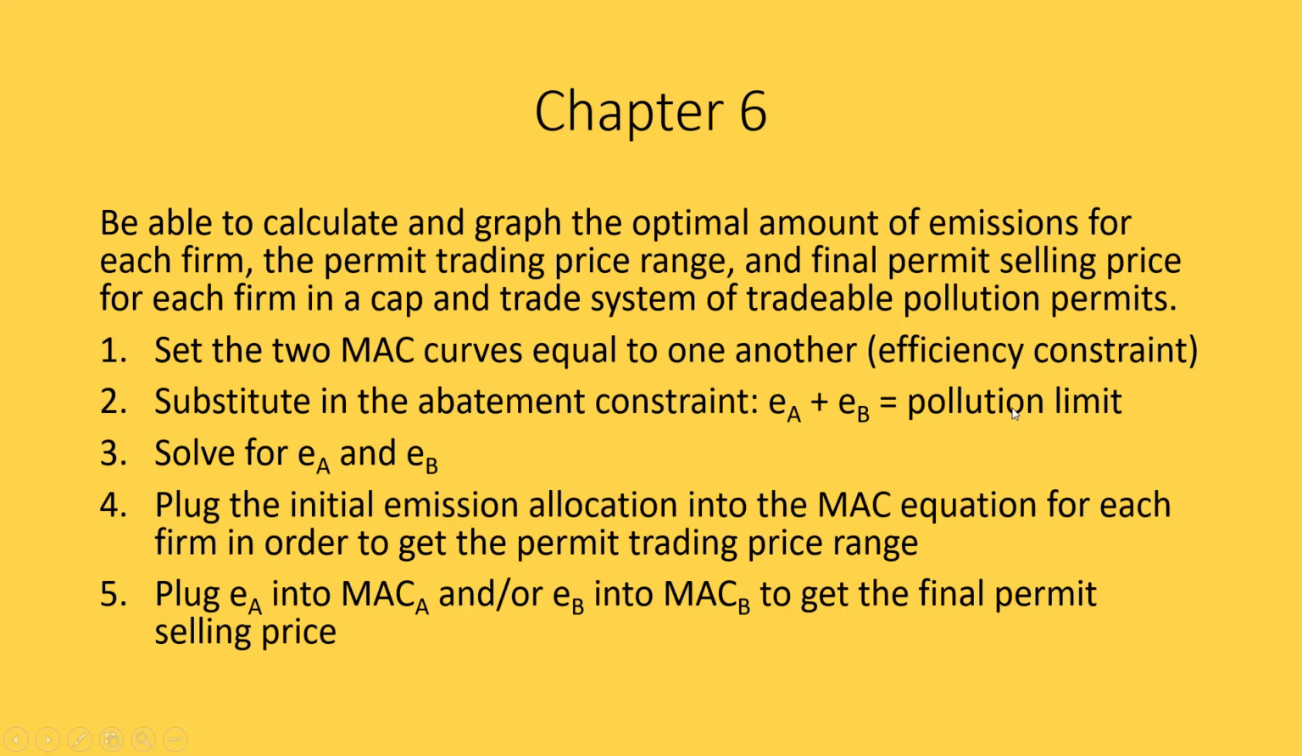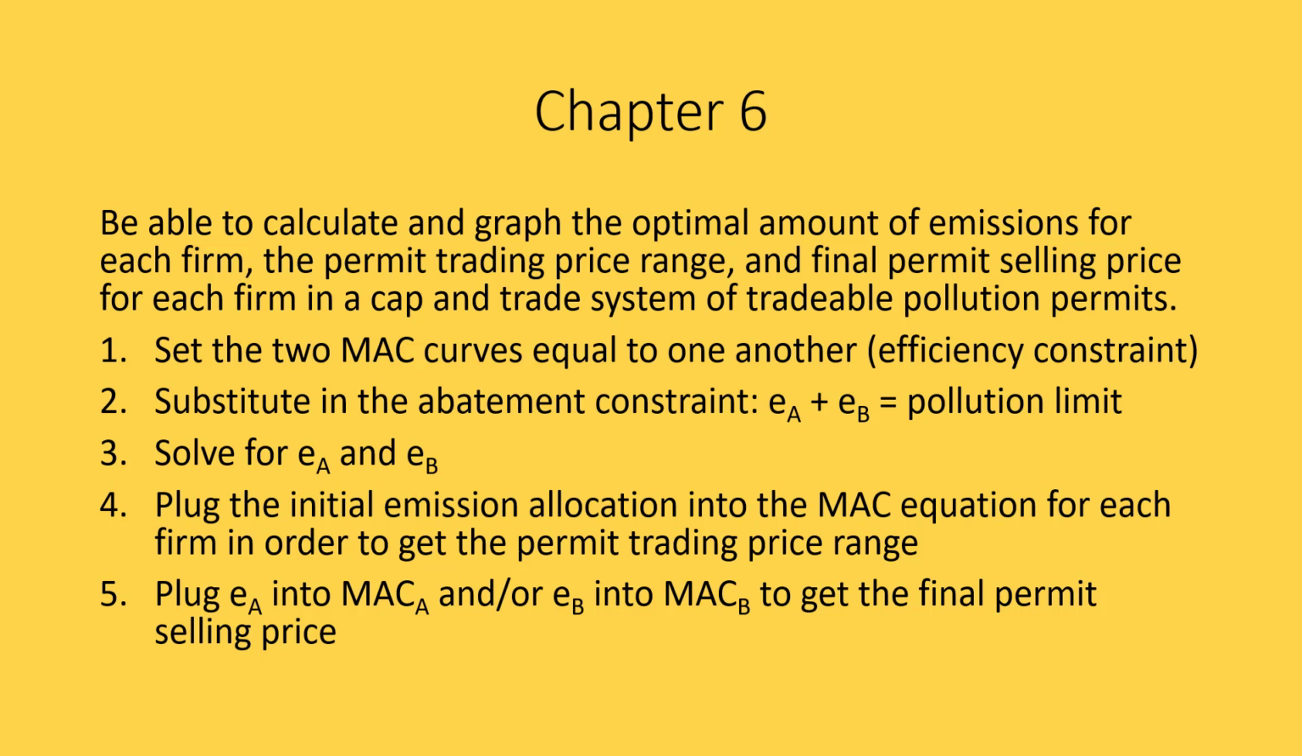With that in mind, let's go ahead and continue on and talk a little about those tradable pollution permits, which is the last big math problem that we did for the class. So be able to calculate and graph the optimal amount of emissions for each firm, the permit trading price range, and the final permit selling price for each firm in a cap and trade system of tradable pollution permits. Once again, you're going to set the two MAC curves equal to one another using that efficiency constraint.